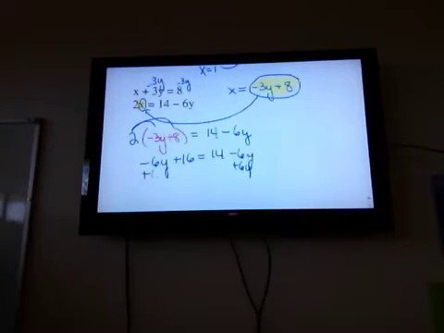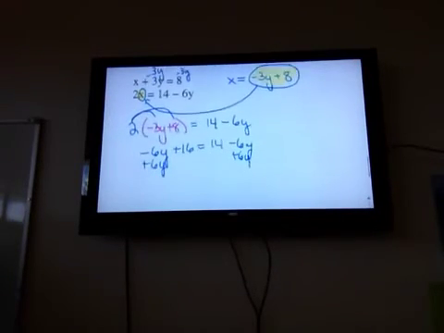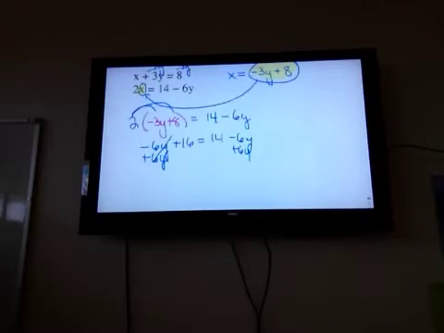But when I do that, it cancels out on the left also. We wanted it canceling on the right, which it did, but it also canceled on the left. And I get this statement that says 16 equals 14. Is that true or false? False. 16 doesn't equal 14. Okay?